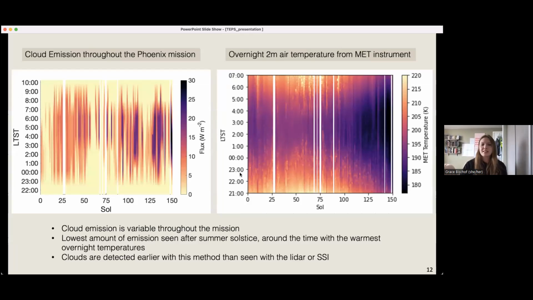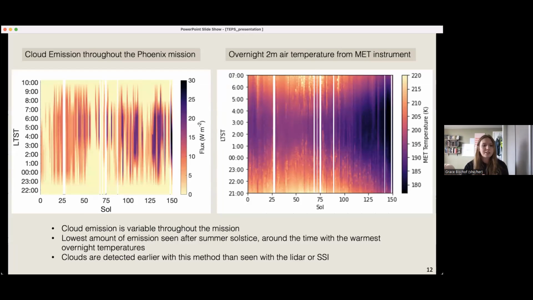And so we do this analysis for every sol throughout the mission, and this is the record of clouds that we build here on the left. And so you can see that the cloud emission is variable throughout the mission. There are peaks and low points.